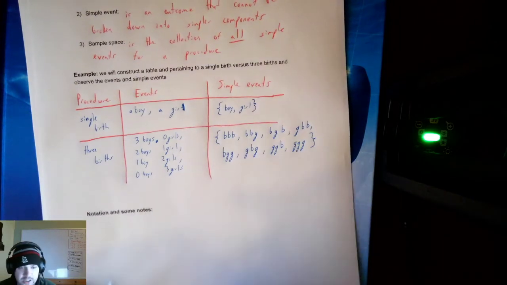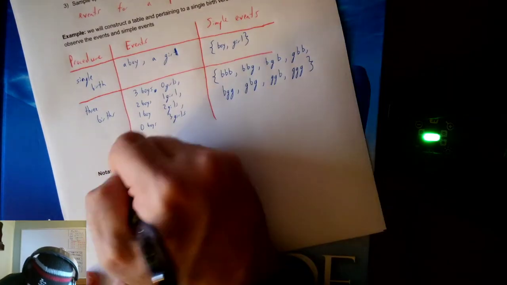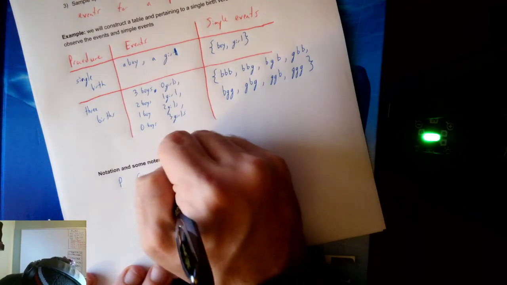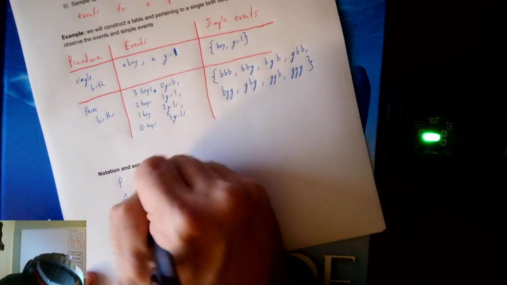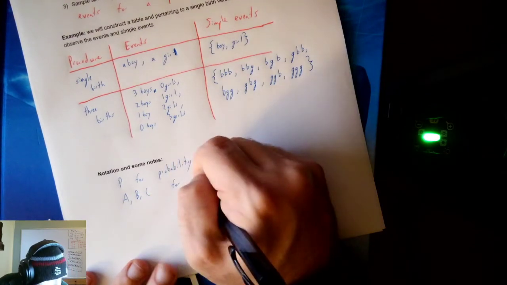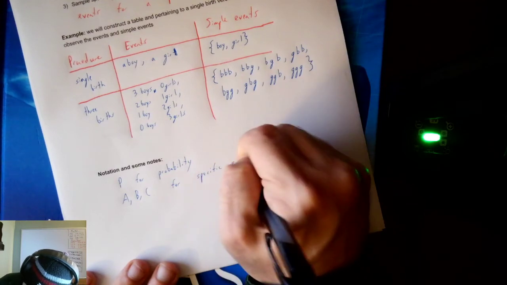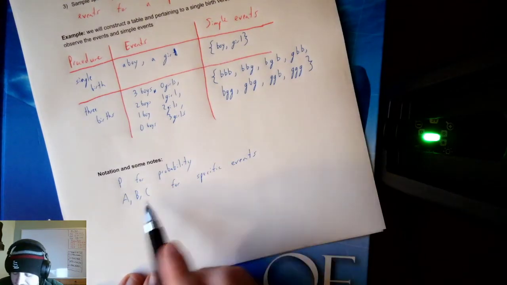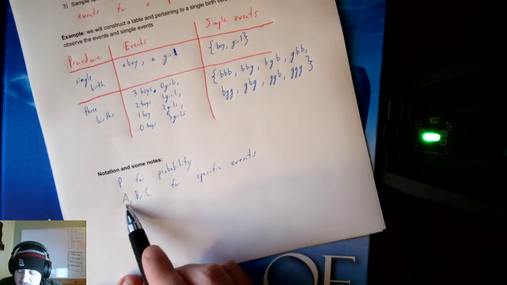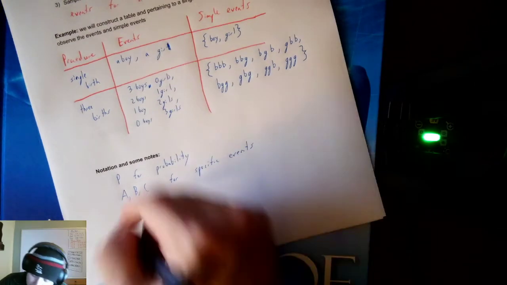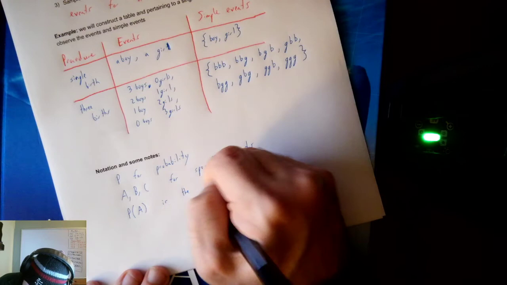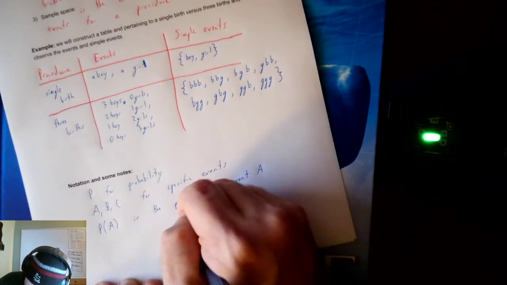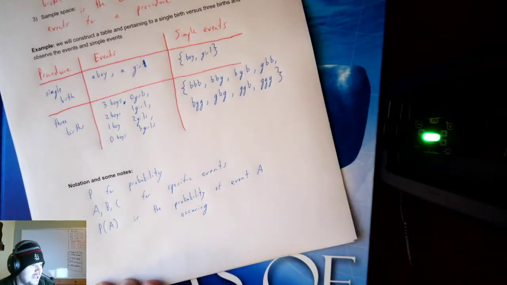Now, let's get some notation. It's always good to know what letters we use. Generally, we use the letter P for probability. And then we might use A, B, C, different letters for specific events. So I might have an event, and I might call it the letter A. Maybe the letter A corresponds to 3 boys and 0 girls, right? Then P of A, P parentheses A, is the probability of event A occurring. We use P of A to write the probability.